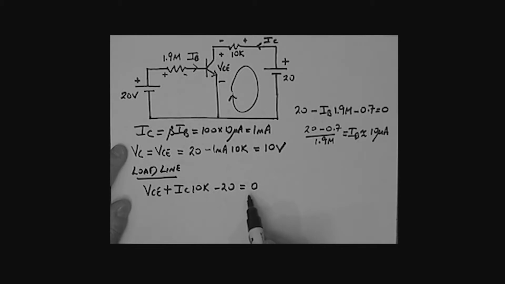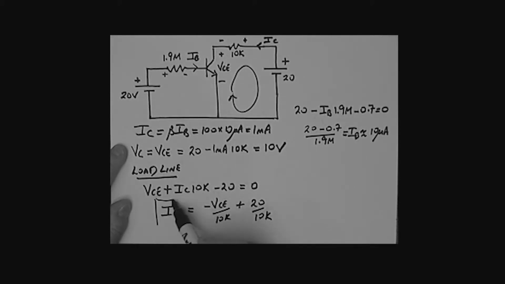Is that the load line? Well, not quite. That's the essence of it, taking the loop, but now we just re-express that as IC being some function of VCE. All right, so I'm going to write that down. You can do this for yourself, just as a little bit of revision. Just rewrite this equation as IC equal to VCE divided by 10K plus 20 divided by 10K. That is the load line equation.